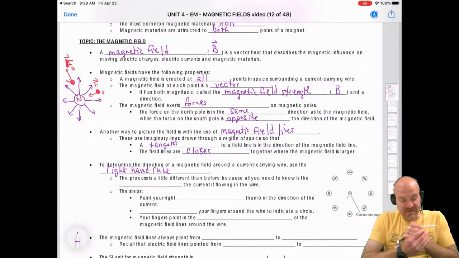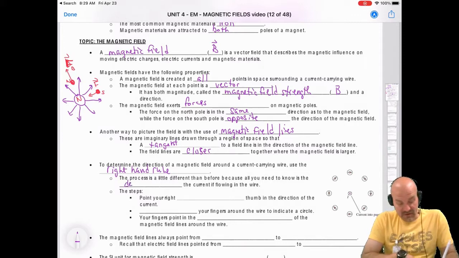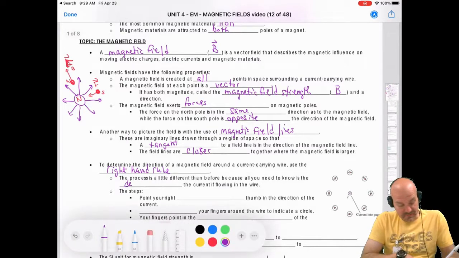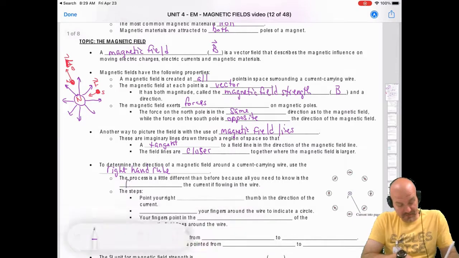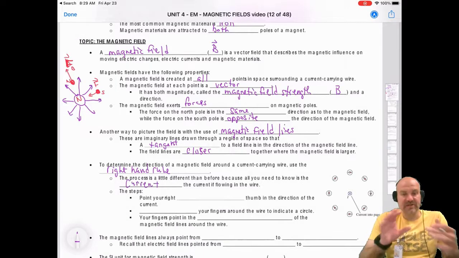Okay, so this process is a little bit different than before, because all you need to know is the direction of the current, and that will tell you. If I know the direction of the current, I can give you which direction the magnetic field goes.